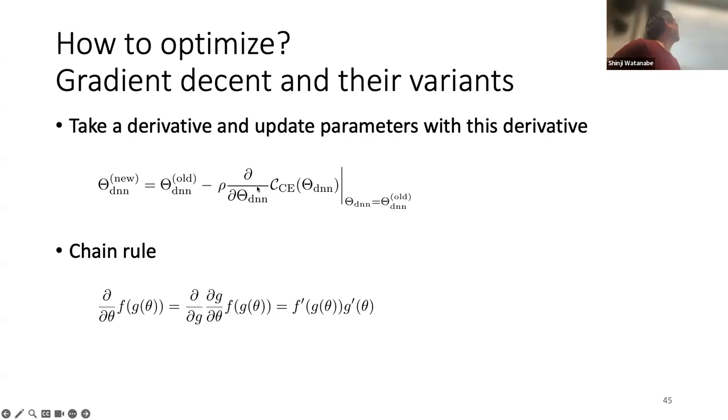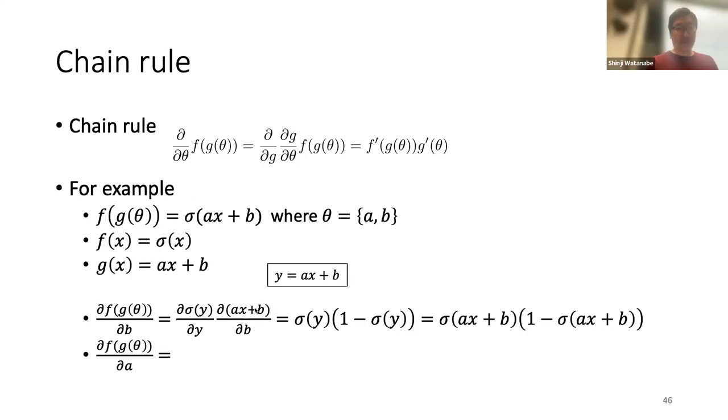And this derivative, for almost all functions, we can get by using the chain rule. So please be familiar with the chain rule. One example of the chain rule would be the sigmoid function. This is actually a very complicated function, but we can get the derivative by using this kind of form.